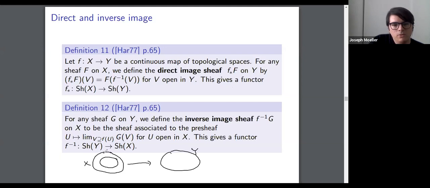Okay, so we have U inside of here, and then we have F of U. It's kind of the same. We have F of U over here, and so what we're going to do is say the data that we're assigning to U is we're going to take all of the V's that are neighborhoods of the image of this set. We're going to take the limit of all those, and that'll give us an abelian group, and that's the data that we're assigning to this set. Okay.